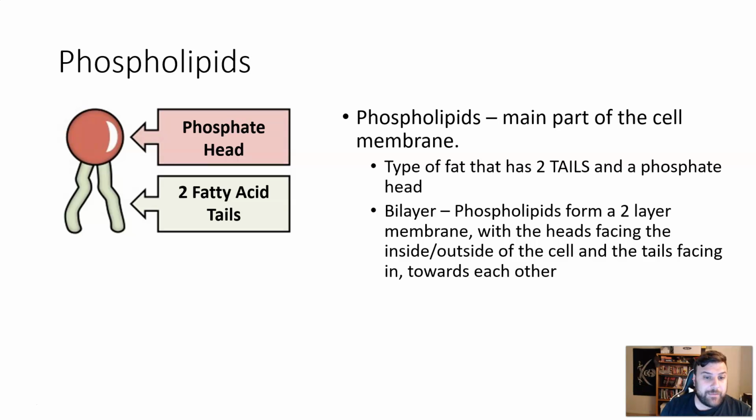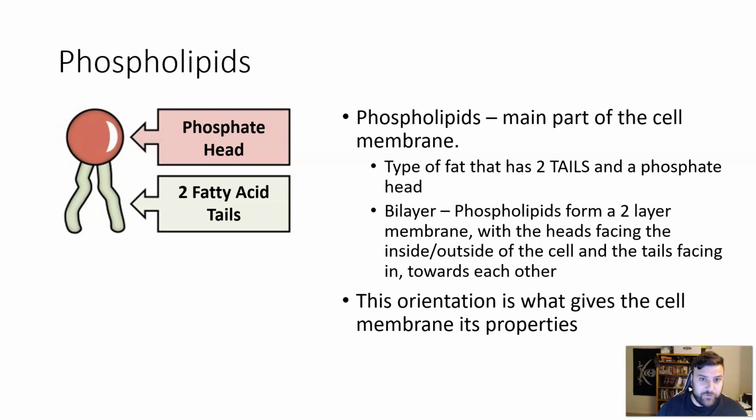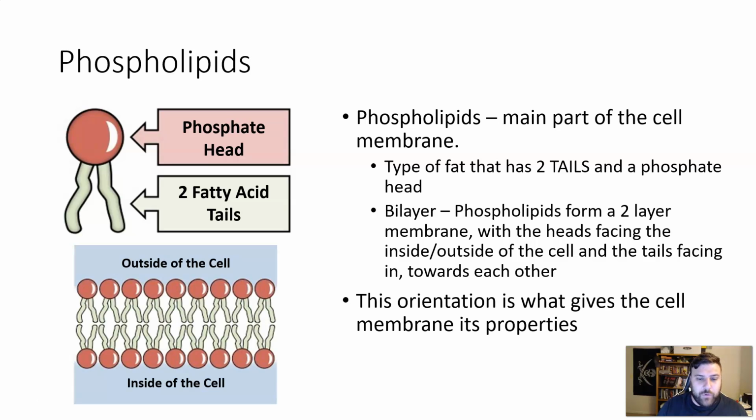The phospholipids, in order to make the membrane, form what is called a bilayer. A bilayer is simply a two-layer membrane, and they orient themselves so that the heads are facing either outside of the cell or the inside of the cell, with the tails oriented together towards the inside of the membrane, towards each other. This orientation is what gives the cell membrane its properties. It's what lets it do what it needs to do.